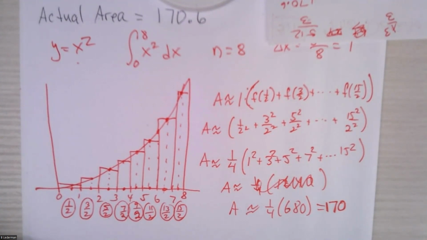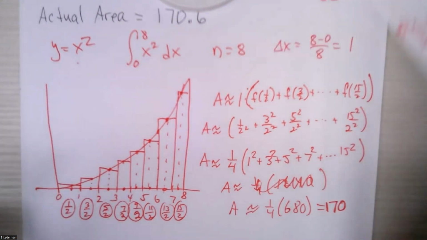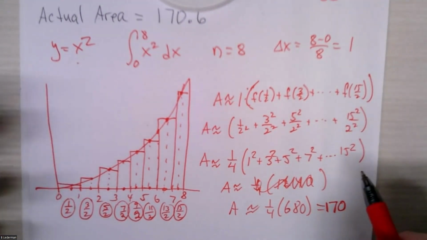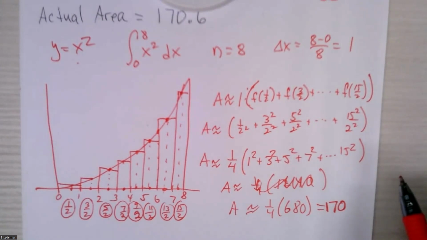And now that we just made a mere eight rectangles, we got 170. That is darn close. I almost said a bad word. That is quite close. This is a very remarkable thing. And again, I was doing all the stuff by hand, because you don't even need a computer for this.